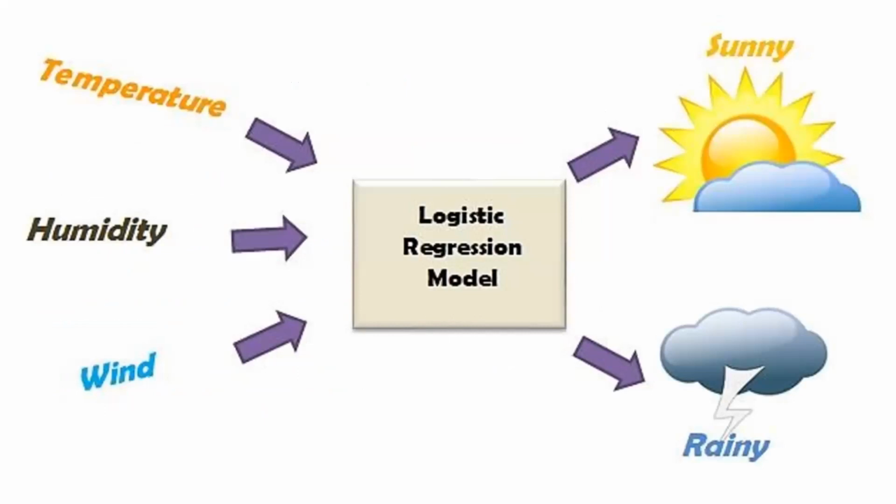This is a pictorial definition of how a logistic regression model works. Basically, what the temperature is, what the humidity is, and what the wind is determines whether it will be sunny or rainy. So it's just a simple pictorial description of a regression model.